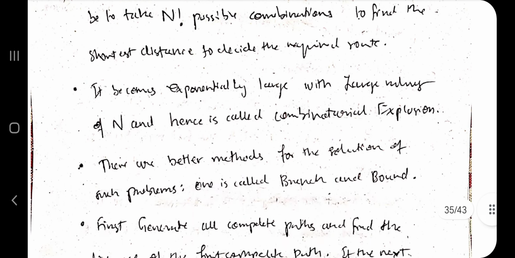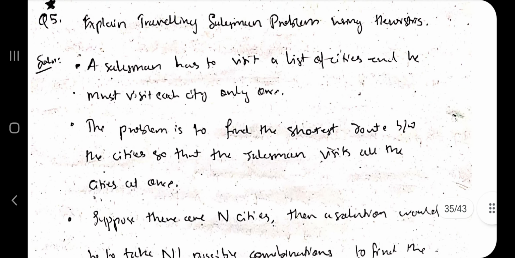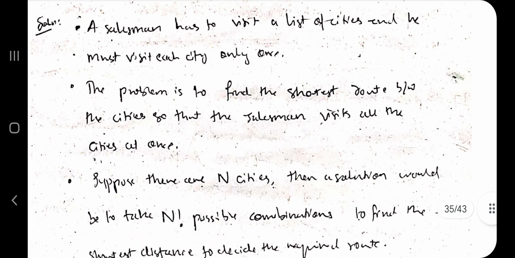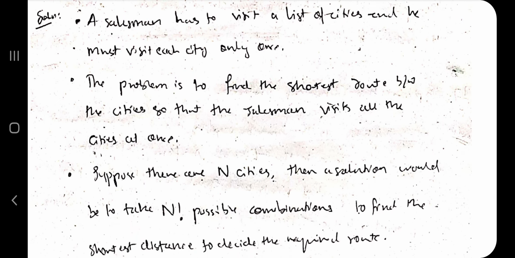And this problem is called combinatorial explosion. So these are the points you have to write when they ask you about the traveling salesman problem. Do not directly jump into a heuristic method. You have to first explain what the problem is, then explain the brute force method and why it is not the suggested algorithm, because it takes combinatorial explosion time to calculate all the paths.